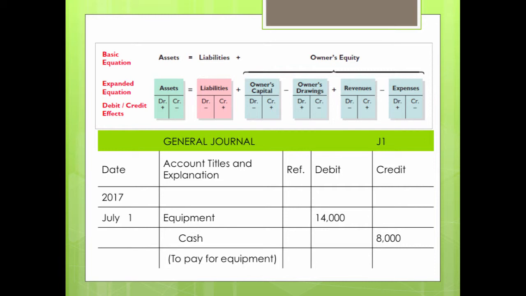Another step in the accounting recording process is journalizing. Keeping a journal is what most people use in the recording process. It is referred to as the book of original entry.